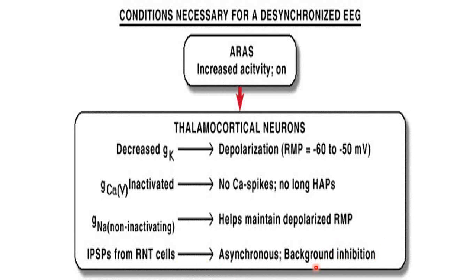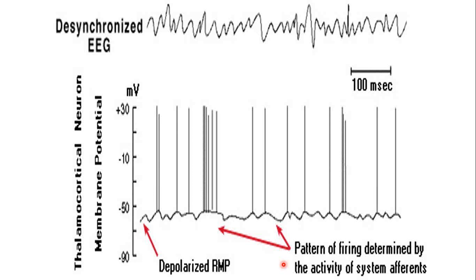Now, what does that mean? Remember what we said about the R down here. The R down here is the reticular nucleus of the thalamus, which is controlling the thalamus. And those IPSPs are now more asynchronous or random. And because they're more asynchronous or random, we see a more asynchronized random pattern up here.